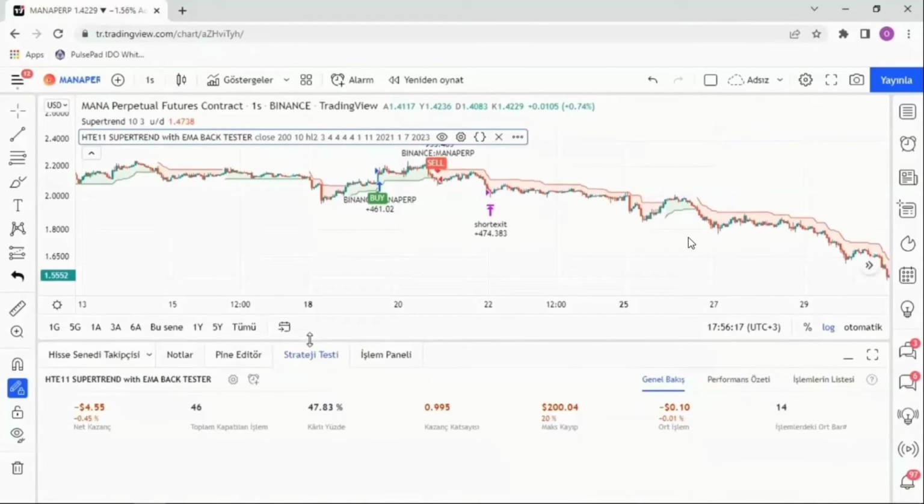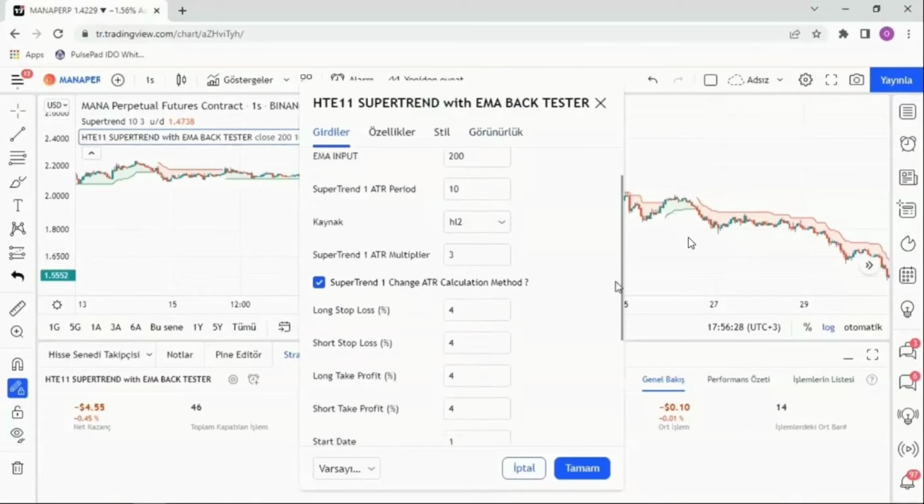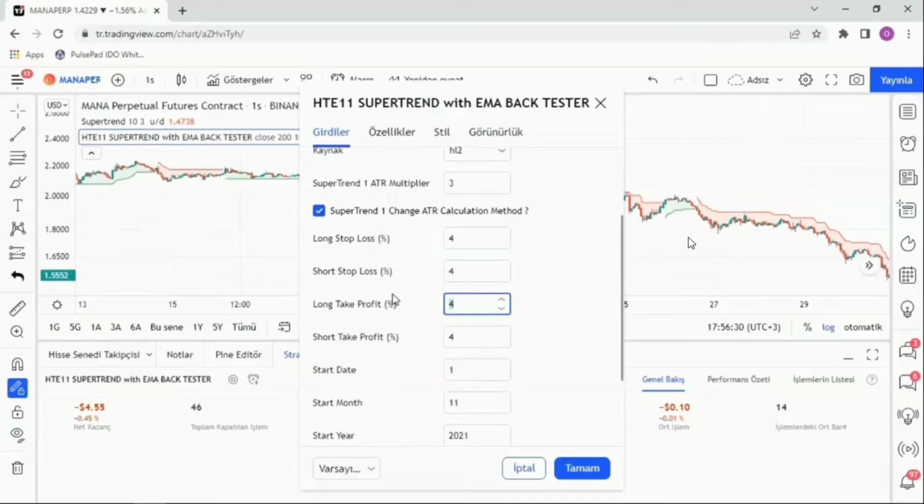Okay, even if our success rate is 47%, since our risk reward ratio is so low, it doesn't give any profit at all. Now let's check with 1 to 2 risk and reward ratio. We are changing the take profit value as 8.